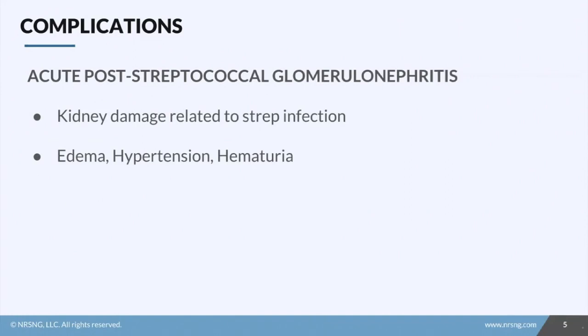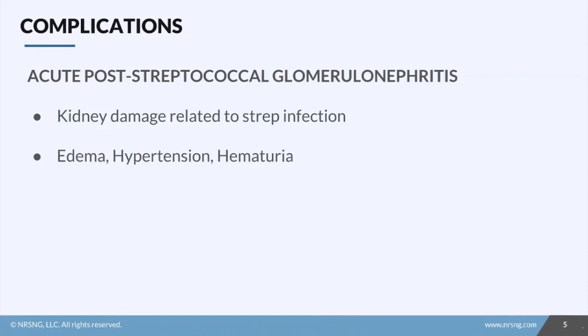Okay, so that covers the basics of impetigo. Pretty straightforward, right? But what I want to do now is just talk a couple of minutes about a complication that can occur with this rash and with that bacterial infection. So just really quickly, this complication is called acute post-streptococcal glomerulonephritis. So lots of words there, but let's just break it down word by word.